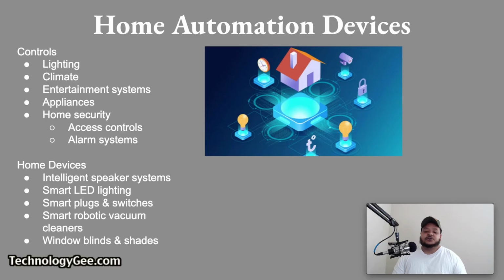Some things include intelligent speaker systems, smart LED lighting, smart plugs and switches to retrofit existing lights, fans, space heaters, and other small appliances with IoT capabilities, smart robotic vacuum cleaners, smart window blinds, and shades.